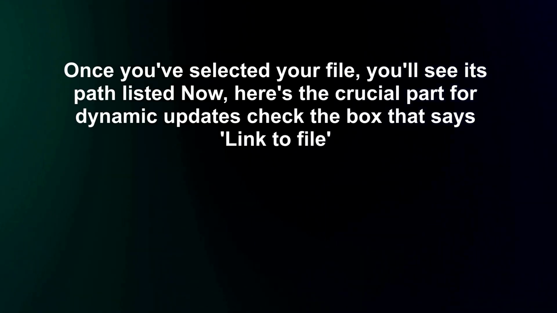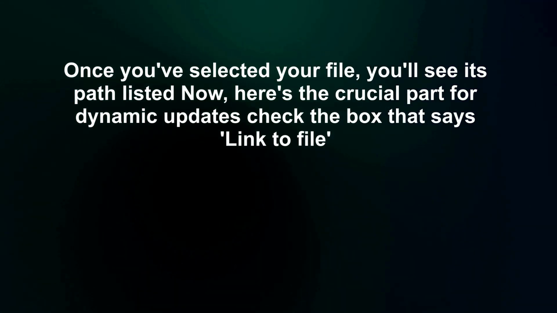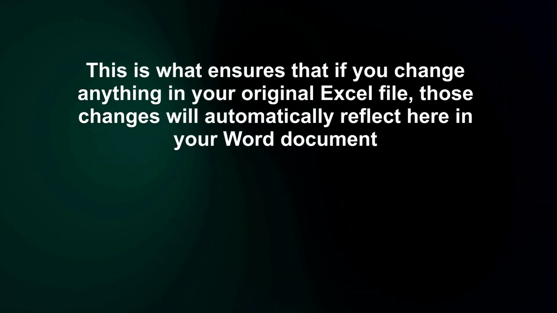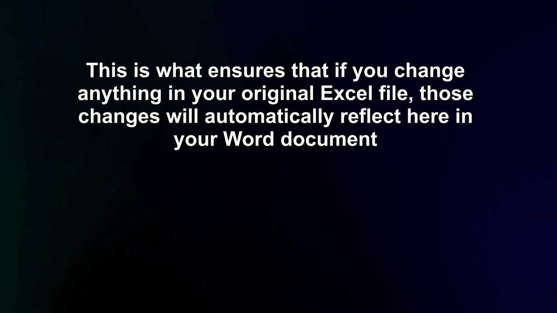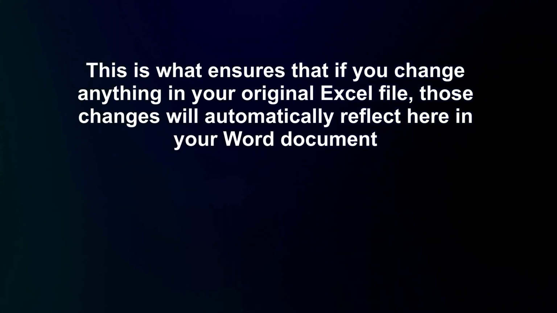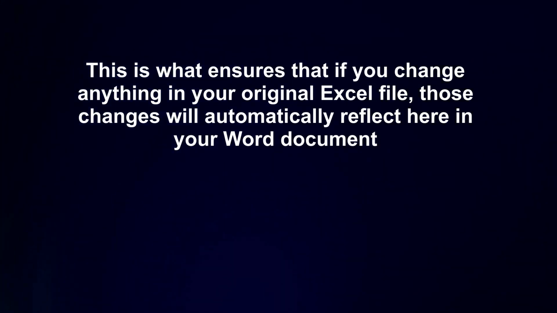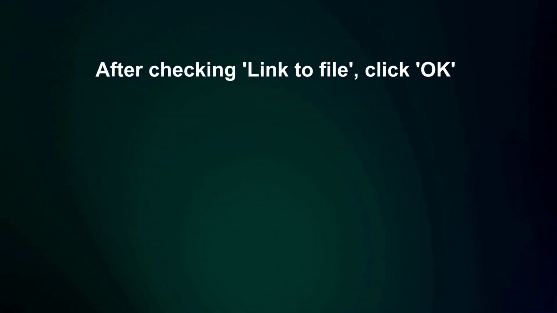Here's the crucial part for dynamic updates. Check the box that says Link to File. This is what ensures that if you change anything in your original Excel file, those changes will automatically reflect here in your Word document. After checking Link to File, click OK.